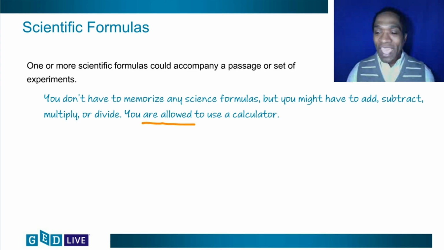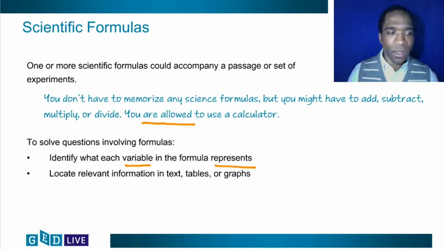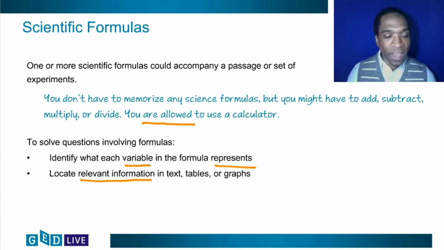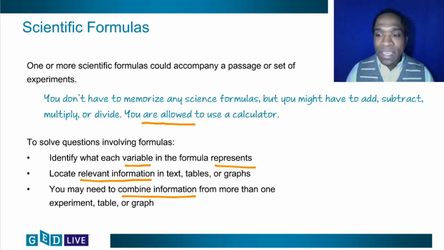All right. So here's what you need to do with the given science formulas in the questions. First thing, identify each variable, what it represents. That's important. Then you want to find what's relevant. What's the relevant information to what you're being asked to do? And the third and final thing is this: you might have to combine information from what's given. So what this means is that you're an investigator, right? You take what's given to you, you find what's important about it, and you use that to answer questions.